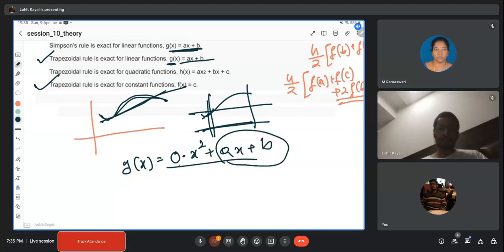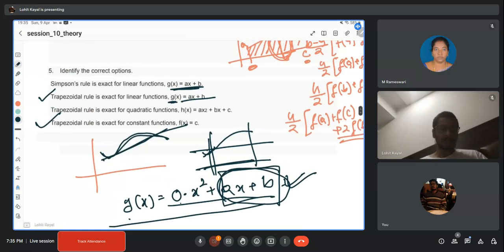So a linear function is an order down from the quadratic polynomial. So this will give you the exact correct answer. If I apply Simpson's rule, it will be exact for the linear function g(x) equal to x plus b. So this option is also correct.